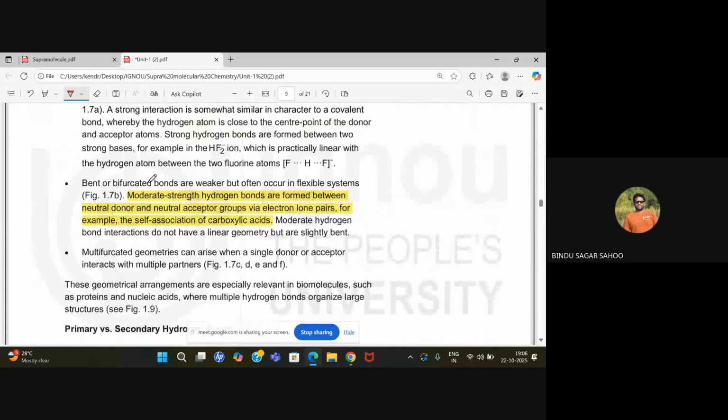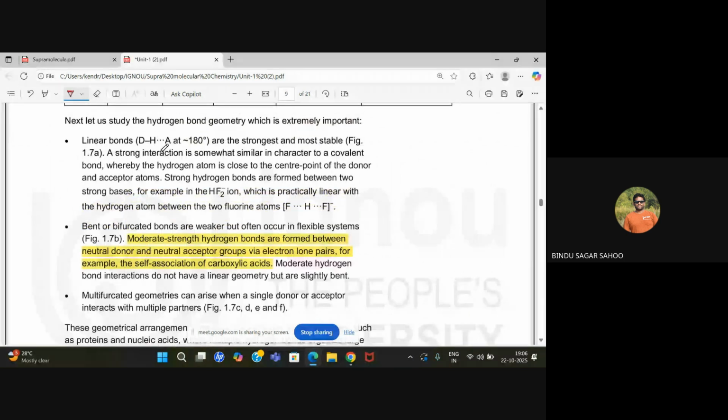Or sometimes it can also make the linear interactions. But out of these two types of interaction, definitely when linear interaction occurs, the strength will be more and the bond will be stronger. When bent interaction occurs, definitely it will be a hydrogen bonding interaction, but this interaction will be a moderate type of interaction.